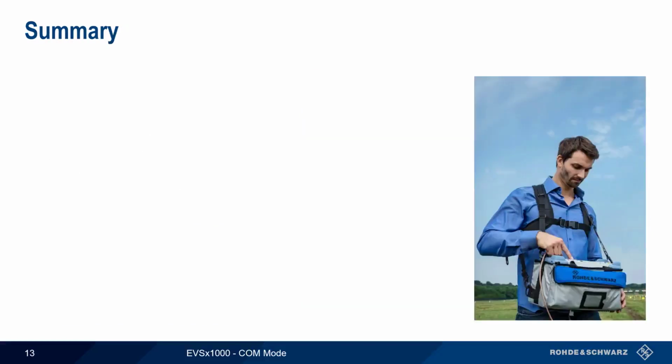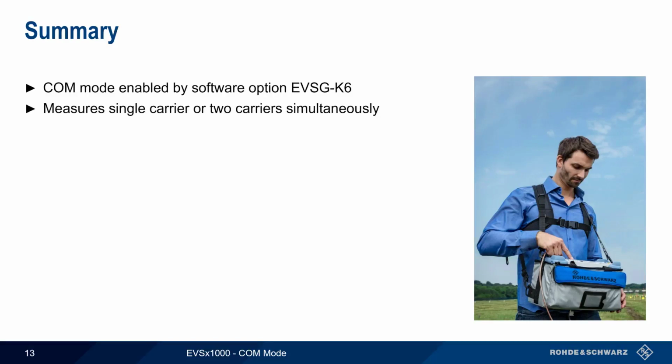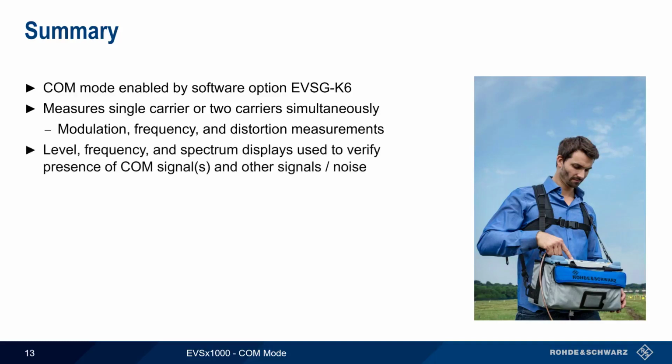In this presentation, we've covered COM analysis mode, which is enabled by software option K6. This option performs measurements on either one or two carriers simultaneously, including modulation and frequency parameters, as well as various distortion measurements. Additional displays of the received signal level and frequency, as well as a spectrum view, can be used to verify the presence of the COM signal and/or the presence of other signals or noise. All measurement data can be logged together with GPS time and position information.